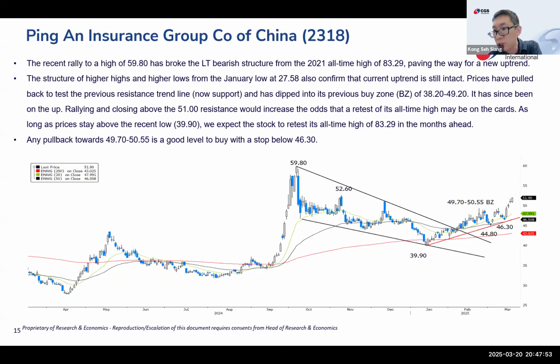This one here, the stop is below 46.30. You can also place your stop below 44.80. But yeah, I think below 46.30 will be good enough for a stop. Looking for a move to test the October highs at about 59.80 and the 60 Hong Kong dollar round number.